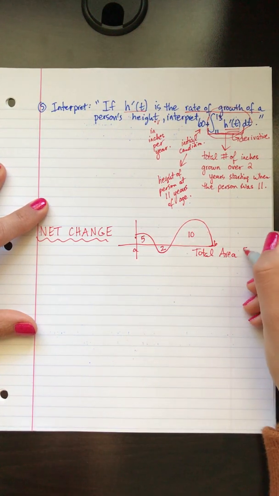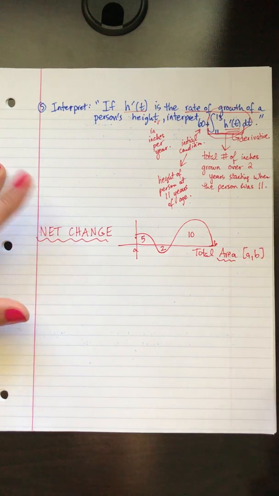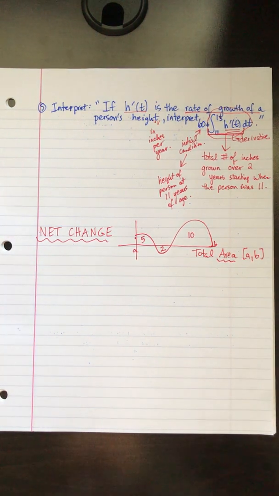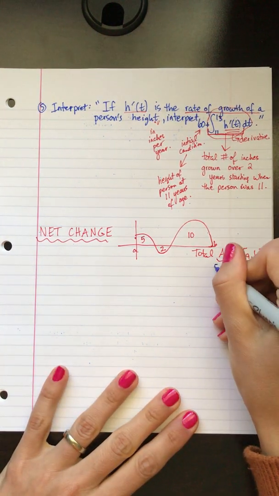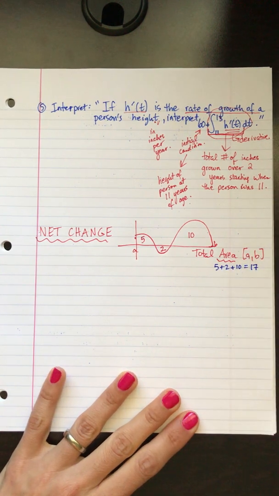And I ask you for total, and this is A and this is B right here, total area from A to B, and I use the word area. I don't use the word net change. The answer to this is 5 plus 2 plus 10, which is 17.